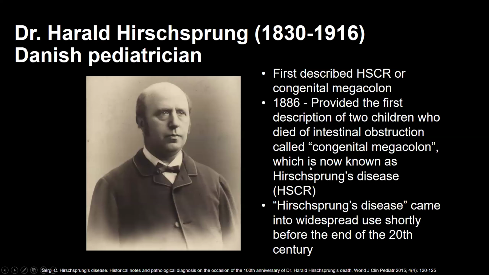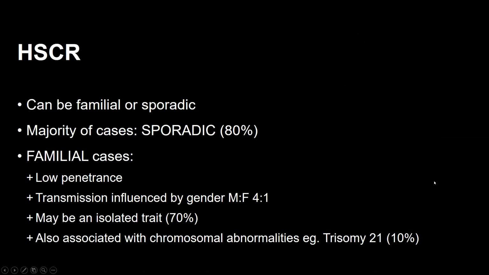And so Dr. Harald Hirschsprung is a Danish pediatrician who first described Hirschsprung disease in the literature, and he has the name to that fame. In 1886, he provided the description of the first two children who had intestinal obstruction, and he called it congenital megacolon. People started calling it Hirschsprung's disease quite shortly after that.